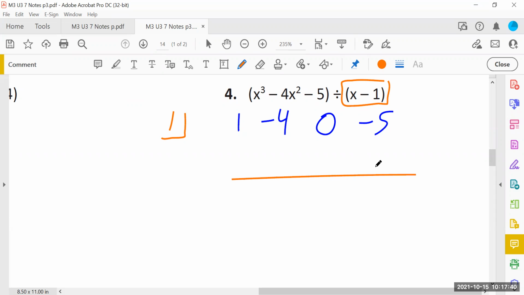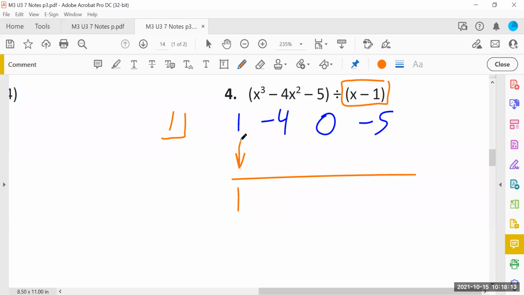First step. What's the very first thing I do for synthetic division? There are a couple of you, but we're not very confident. Anybody? Bring the 1 down. Okay. So we're going to bring the 1 down. Does that make sense? Then what do I do with this 1? Multiply it by the 1 in the box.